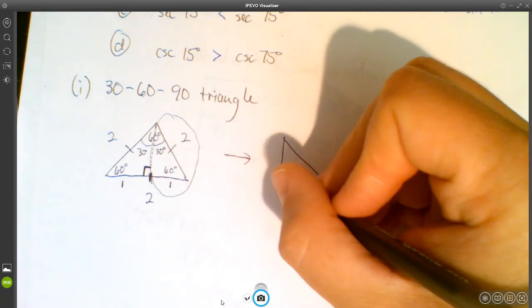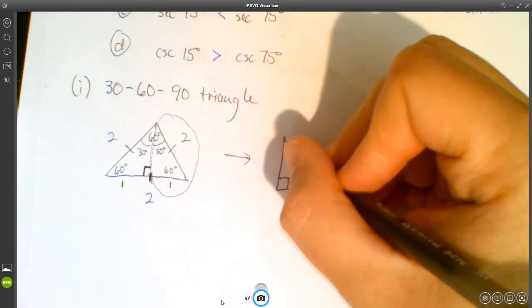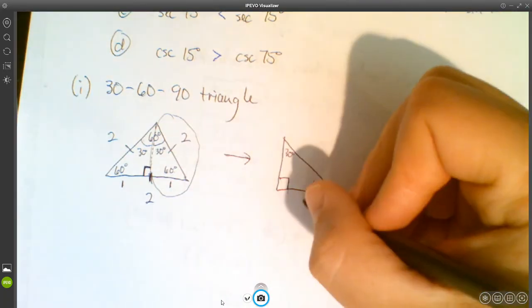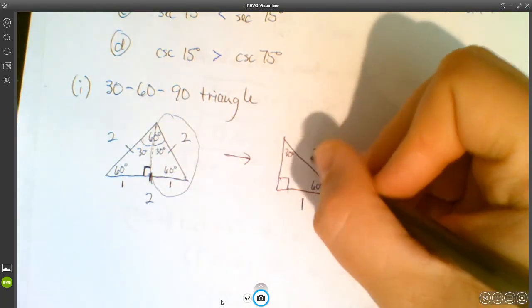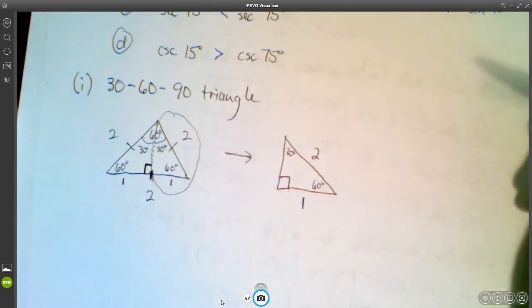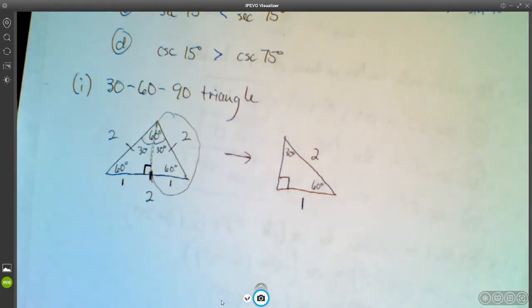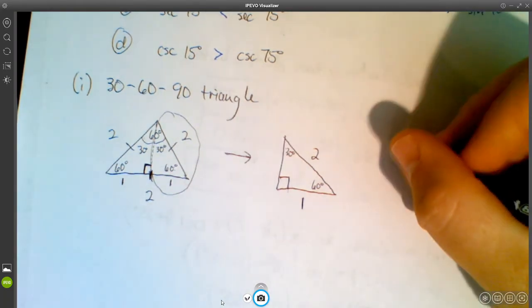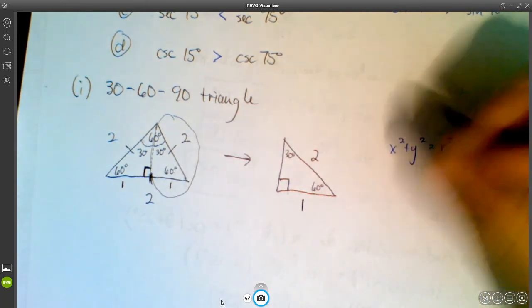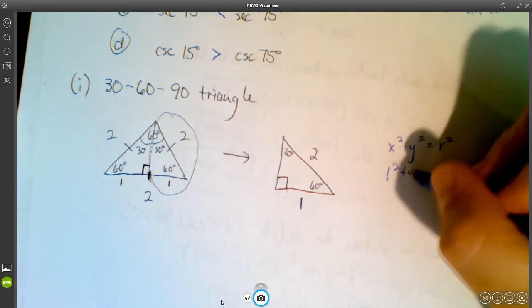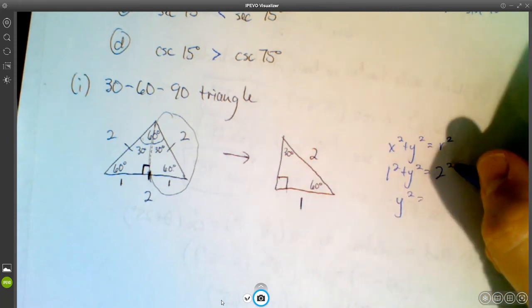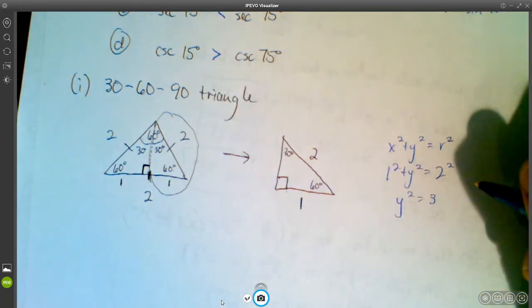Okay, so I've got a 30-degree angle up here, a 60-degree angle down there, and then this is a 90-degree angle. I know that this length is 1, and I know that this length is 2. Okay. Now I can solve for the missing side by using Pythagorean theorem, right? So I can say x squared plus y squared equals r squared. So in other words, 1 squared plus y squared equals 2 squared. So y squared is 4 minus 1, that's 3.